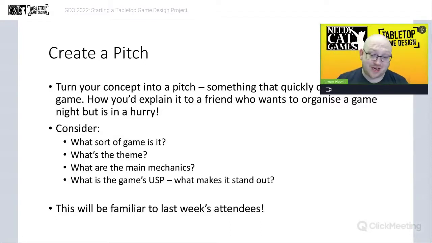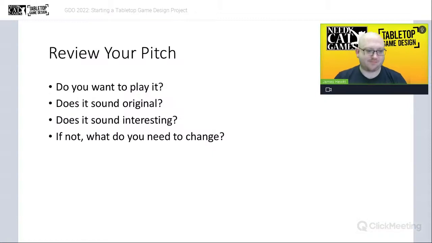And if you do make changes, you can stack them against it and say, have I made that change intentionally, or has it just meandered from the path? Once you've made your pitch, the first thing to do is to review it. So do you want to play this game? Does it sound original? Does it sound interesting? If not, what do you need to change? Refine it. If you can put it in front of someone else, all the better. Put it on the Discord server, put it in front of other game designers, put it in front of other gamers and say, is this a game you'd want to play?